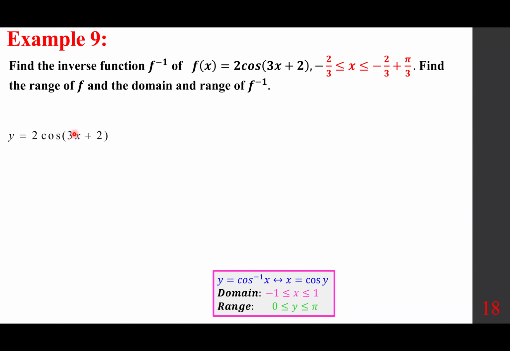Number two, interchange x and y. This becomes x, this becomes y. And again, right here, we do have the inverse. However, we don't stop there. We're going to divide both sides by 2. If I divide this one by 2, I get x over 2, and this 2 goes away.